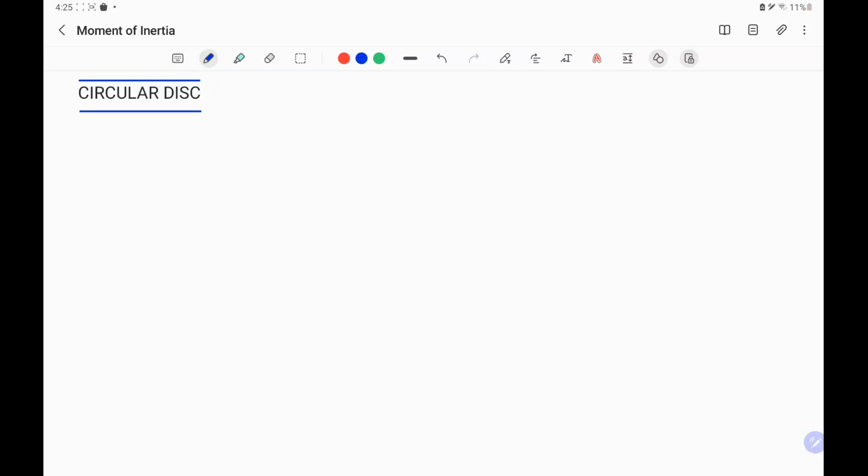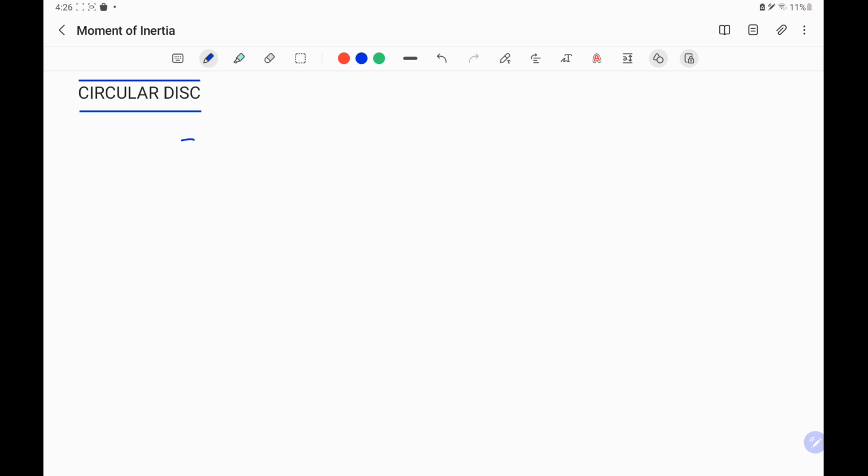To find the moment of inertia of the circular disk about the axis through the center of the disk and perpendicular to its plane, first we will suppose that the disk is composed of elementary rings. Then we will find the moment of inertia of the elementary ring about the same axis, and then we'll integrate to find the moment of inertia of the disk.